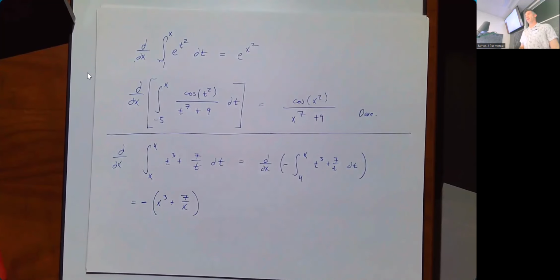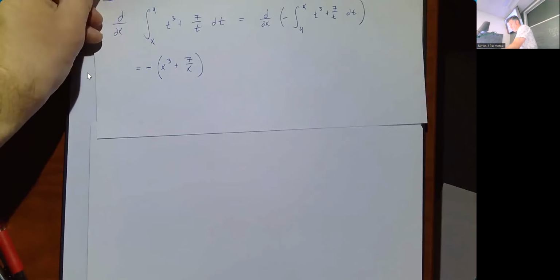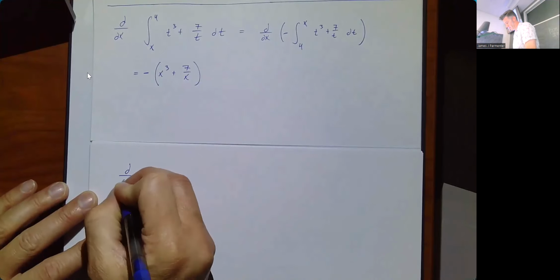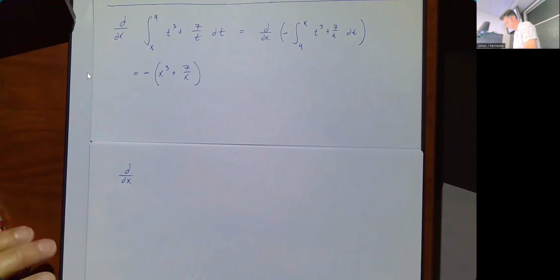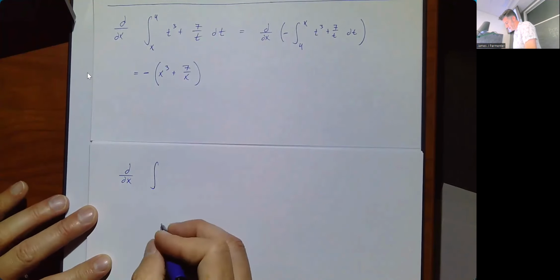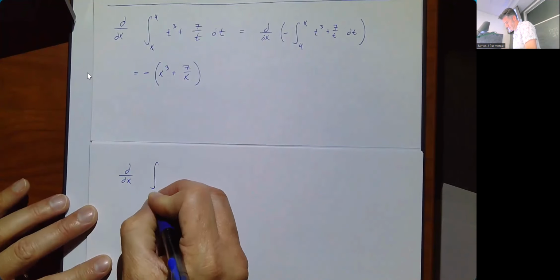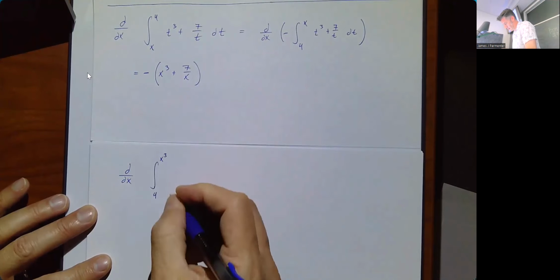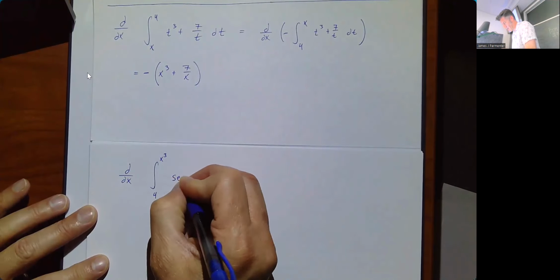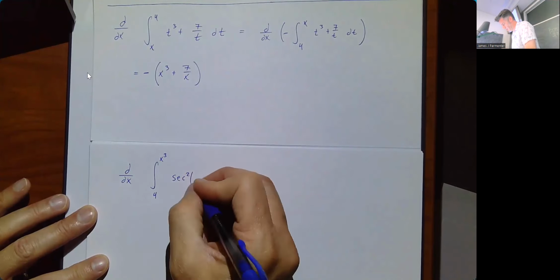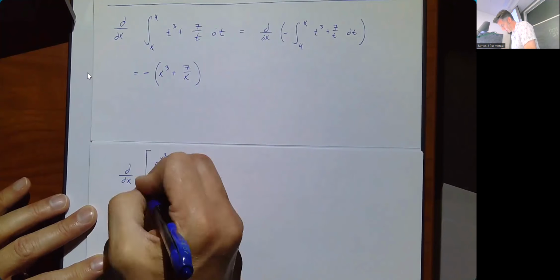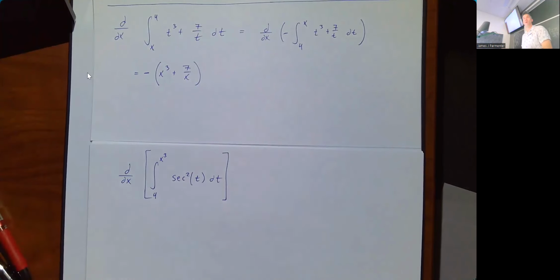The other thing we have to be aware of is sometimes the variable thing, the x here or the x here, isn't just x. It could actually be any function of x you want. Let's look at another example. I want to find the derivative of the integral from 4 to x cubed of secant squared of t. And we are going to do this one the long way because we can.